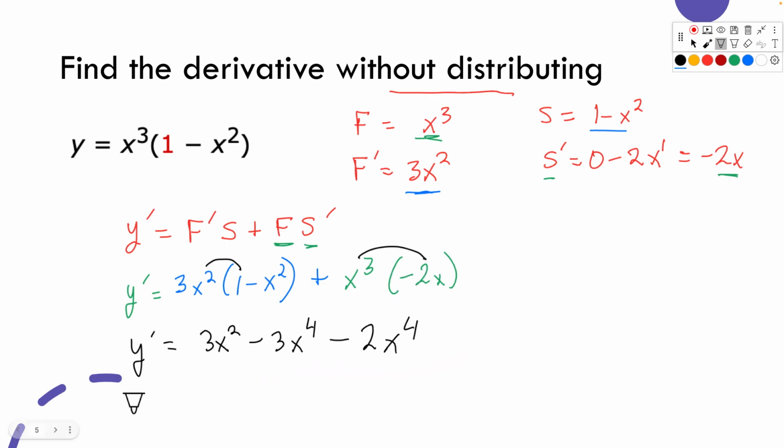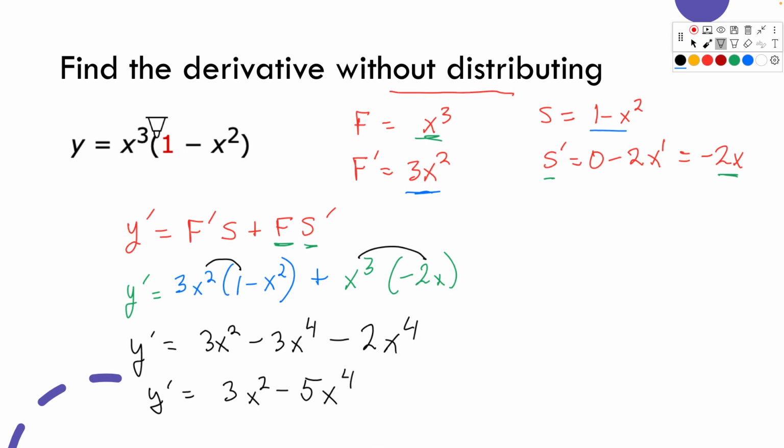And so then we just combine like terms, and our final derivative is going to be, let's see, like terms. These, so 3x squared, x to the fourth are like terms. We've got a negative 3, a negative 2. There's a negative 5, x to the fourth. Okay.